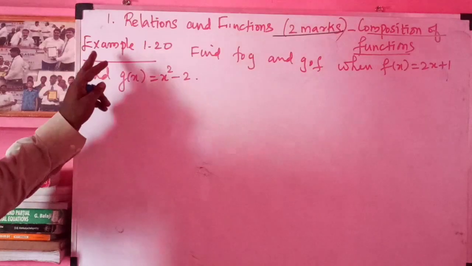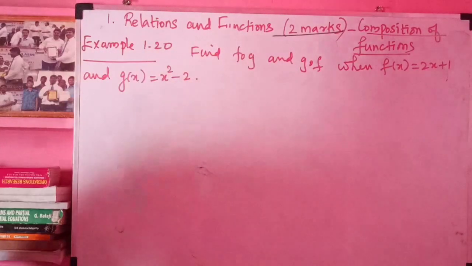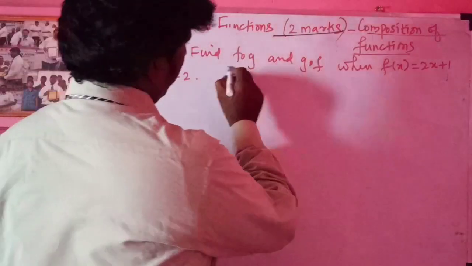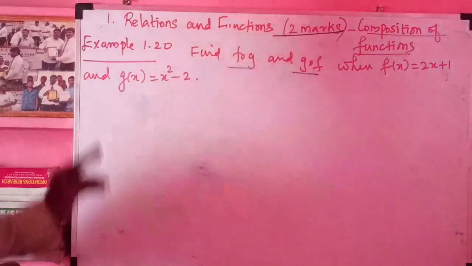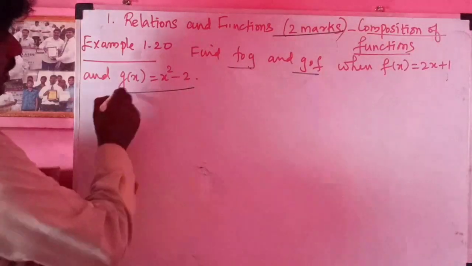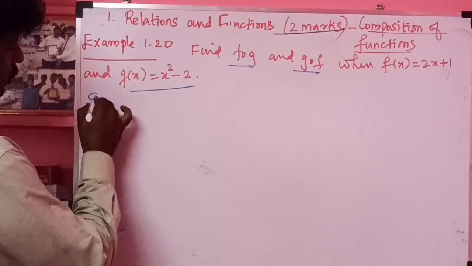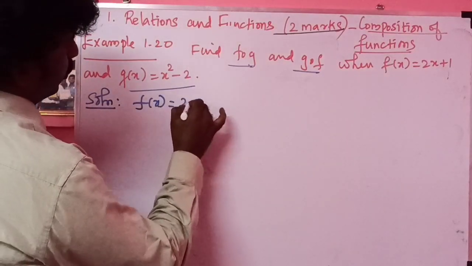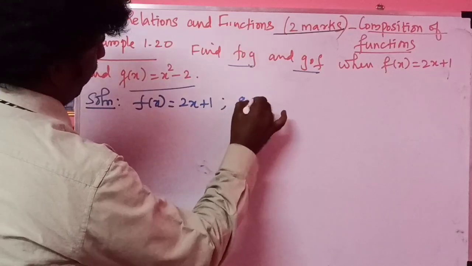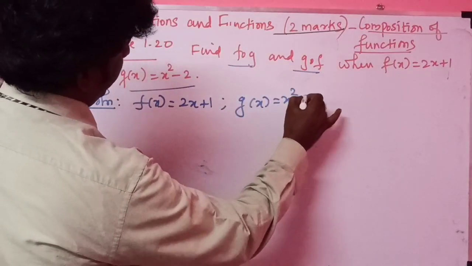See now example 1.20. Same procedure. Find f dot g, g dot f when f of x is equal to 2x plus 1 and g of x is equal to x square minus 2. So solution பாருங்க. f of x என்ன கொடுத்திருக்கு? The 2x plus 1. g of x என்ன கொடுத்திருக்கு? The x square minus 2.